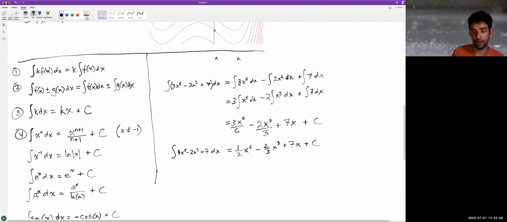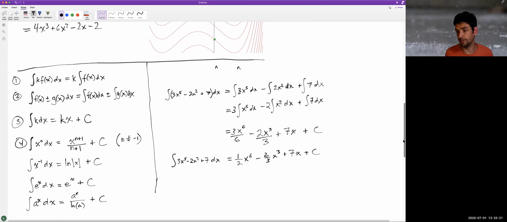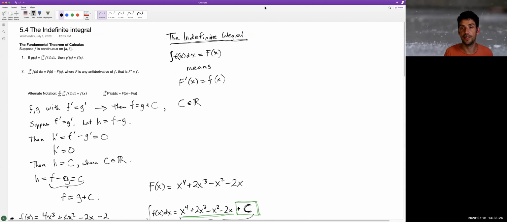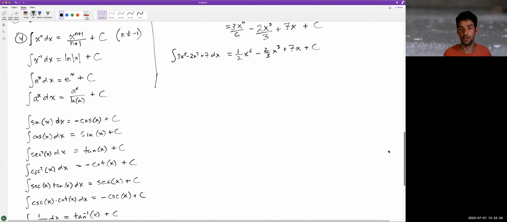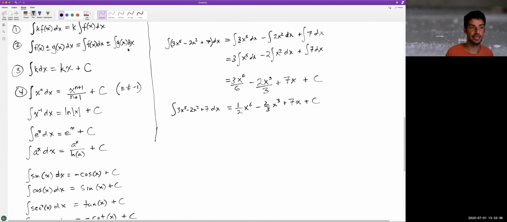Writing this down, what I've written here, the antiderivative of 3x to the 5th minus 2x squared plus 7 is equal to 1/2 x to the 6th minus 2/3 x cubed plus 7x plus c. When I wrote that, remember what our definition of the antiderivative was. Slide up for just a second. This means that the thing I got as the antiderivative, its derivative is the thing I started with in the indefinite integral. So let's show that that's true. Let's take the function on the right and let's take its derivative.